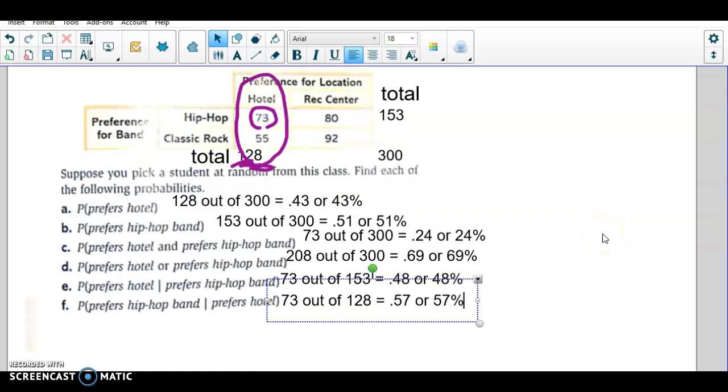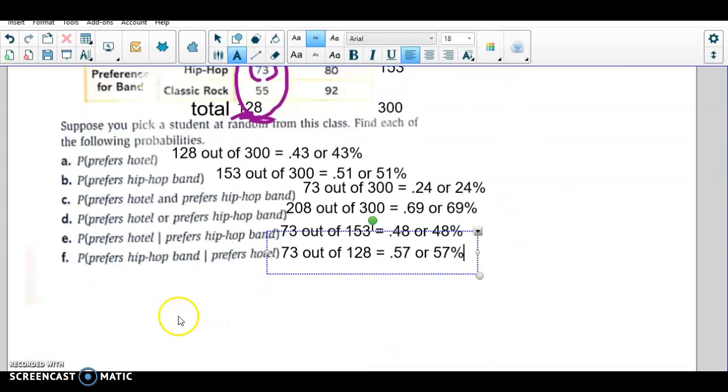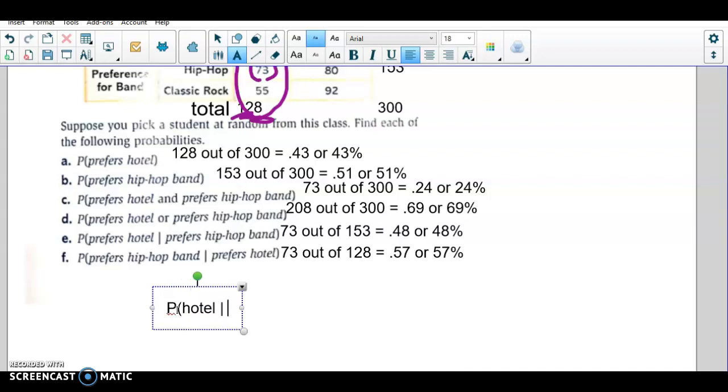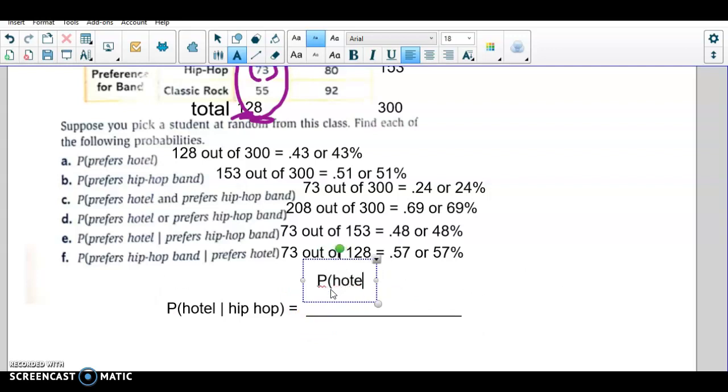All right, so let's take a look at our next one. So what do we do here? Prefers the hotel. I'm wondering if we can write a little statement. So, prefers the hotel given hip hop. Now what did we do? We divided something. At the top, we put the 73, which was what? Both the hotel and hip hop, right? The probability of the hotel and hip hop, okay? And then we divided that by what? The probability of just hip hop, okay?